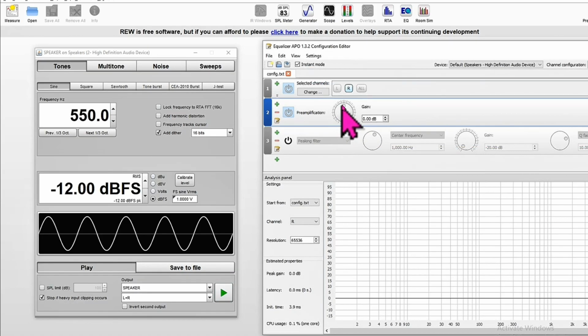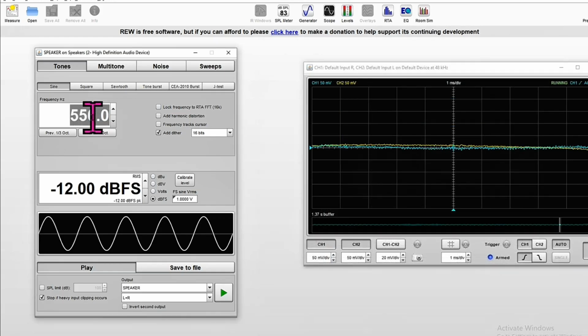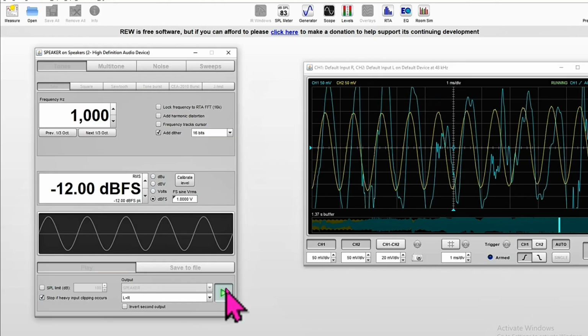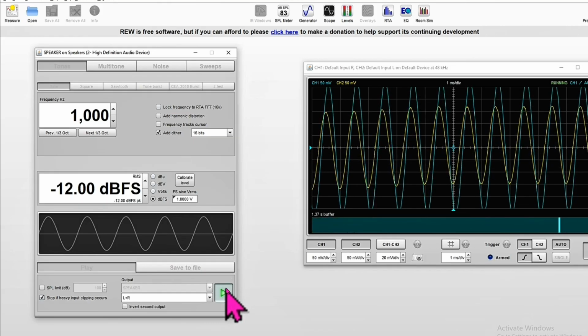You should reduce the volume of the left channel or the sound card output. I use Equalizer Apo to do this. Set the frequency at 1000 Hz. The blue wave is the measurement microphone, and the yellow is the sound card output.